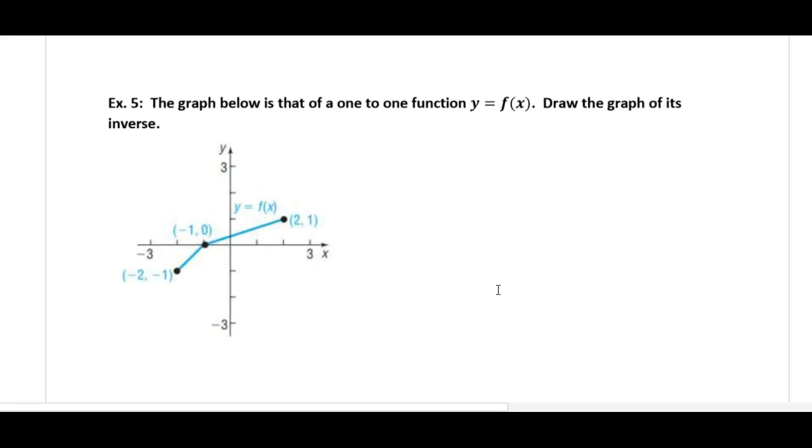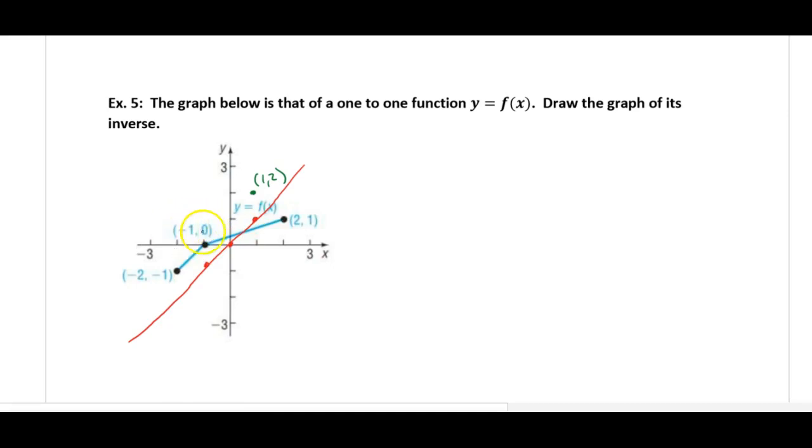And example 5 here. The graph below is that of a one-to-one function, y equals f of x. Draw the graph of its inverse. Well, if I look at it, we set up above that this ends up being a reflection over the line y equals x. So if I draw that line in there, I'm going to reflect these ordered pairs over that. And remember, when I do that, all I am doing is flip-flopping these ordered pairs. So instead of 1, 2, now I'm going to go 2, 1. And that's one of my points.